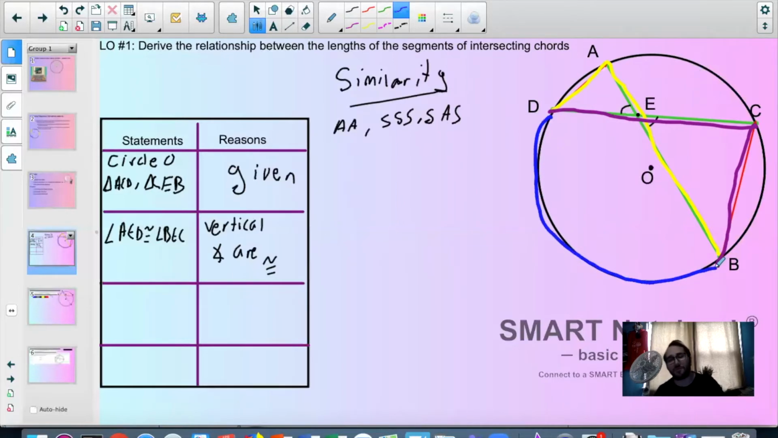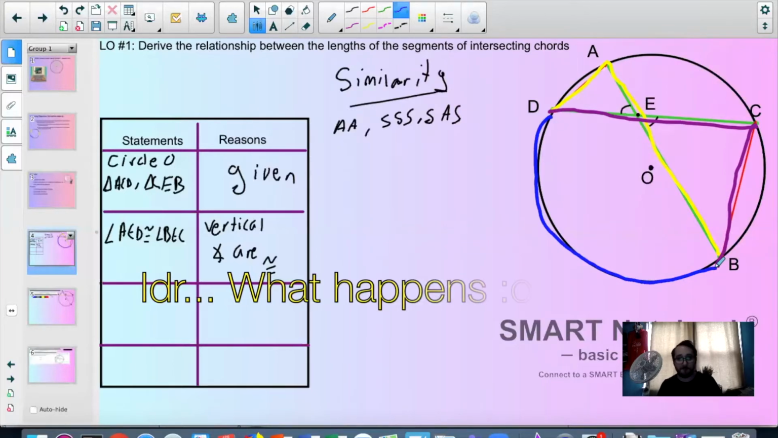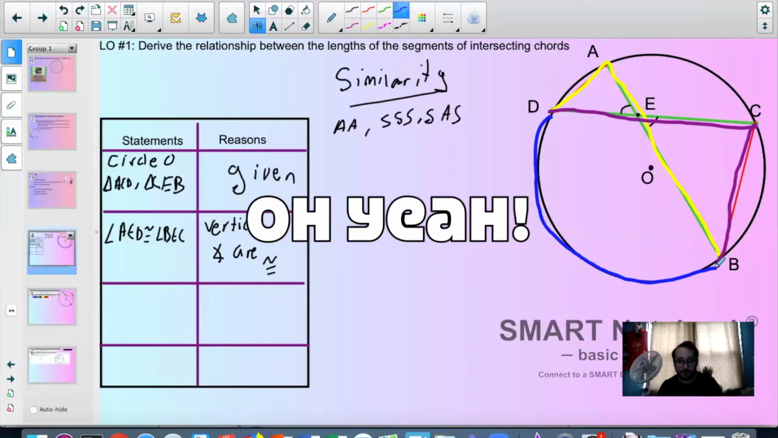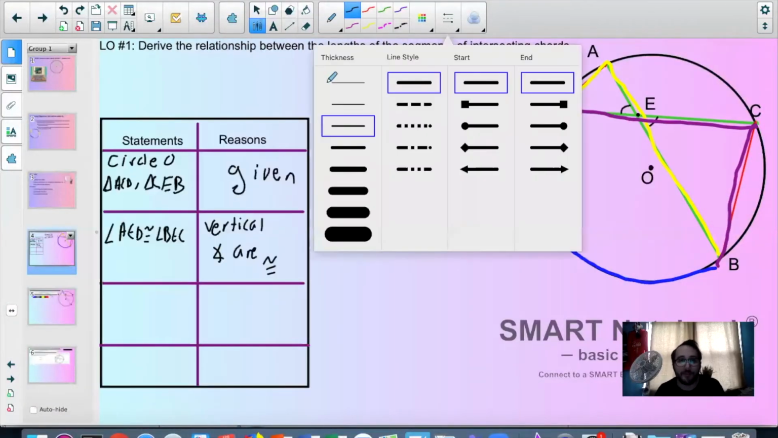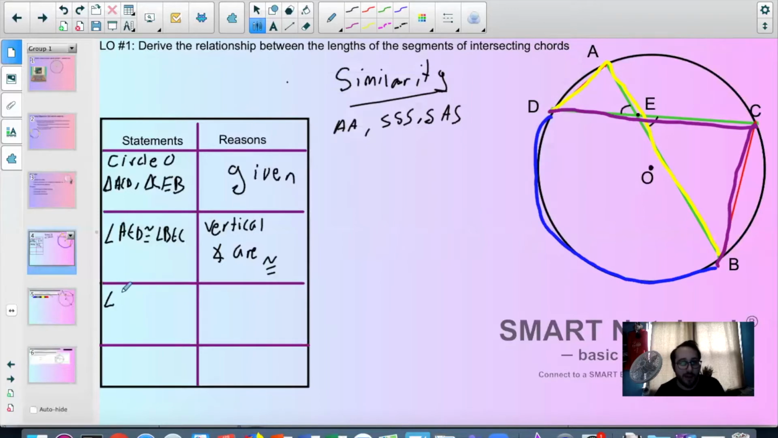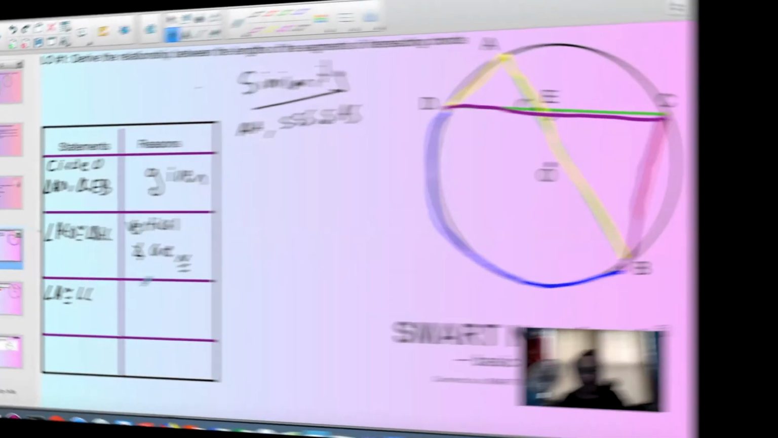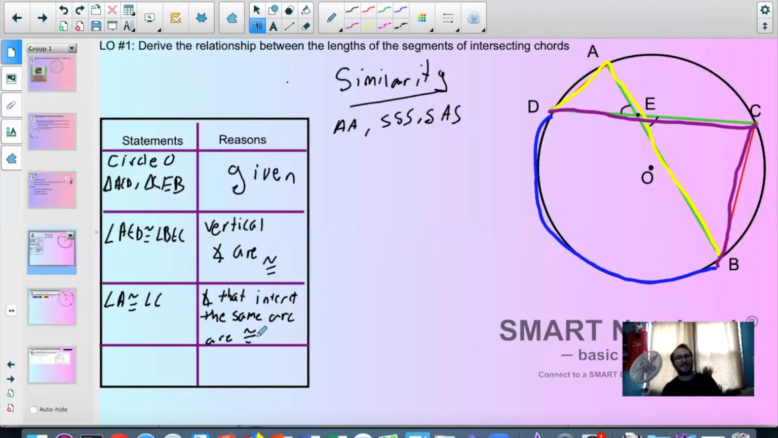And what do we know about when two angles intercept the same arc? They're congruent. So we can say now that angle A is congruent to angle C. And the reason for that is, so I'm going to reread it because it's lagging so much I can't really write as neat as I can. So angles that intercept the same arc are always congruent. And we're done. We know that triangle AED is similar to triangle CEB, okay? And the reason for that is angle similarity.